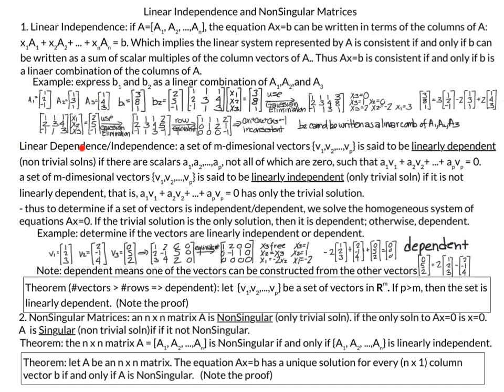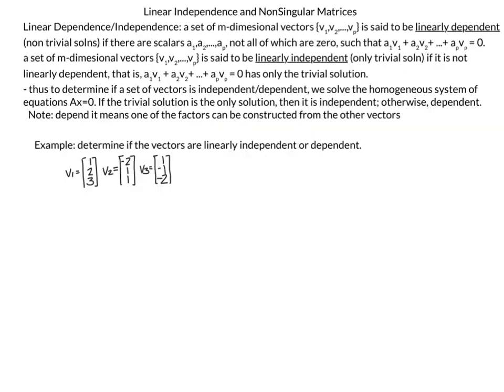So now we can talk about linear dependence and independence. I moved our discussion of linear independence and dependence up here so I have a little more room. We talk about a set of vectors, and they're m-dimensional, so they have m rows. And then we have p of these vectors. They are said to be linearly dependent if there are scalars a1 up to ap, so you can multiply each of these vectors by a scalar, not all of which are 0, such that a1 v1 plus a2 v2 up to ap vp equals 0.